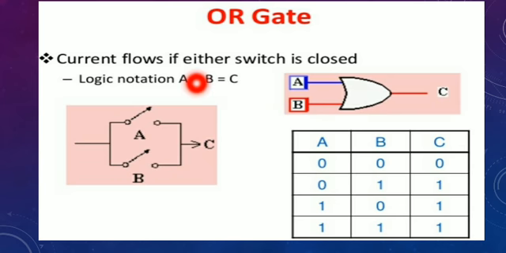If you substitute in the formula, 0 plus 0 is 0. If any one switch is closed, the current flows. Therefore, if any one input is high, definitely it gives the output. So 0 plus 1 is 1, 1 plus 1 is 1. Do you understand?